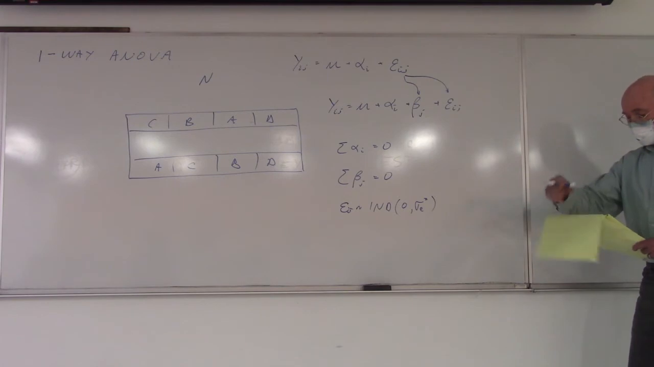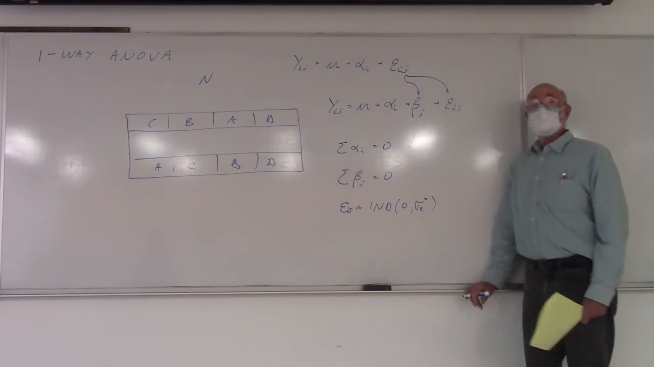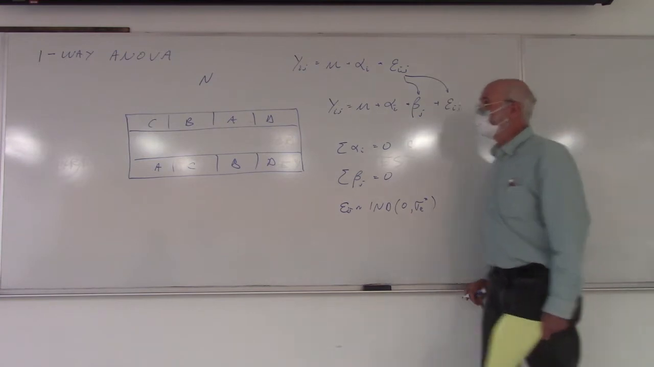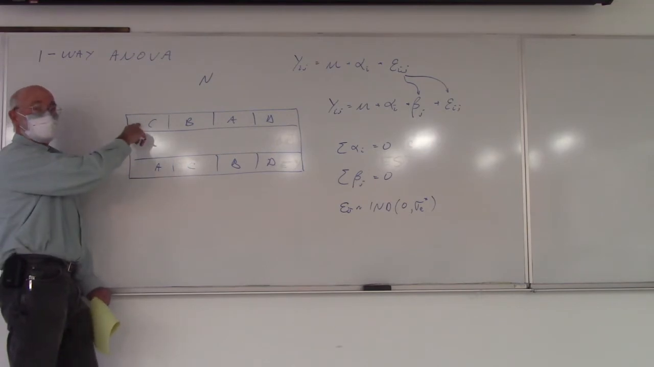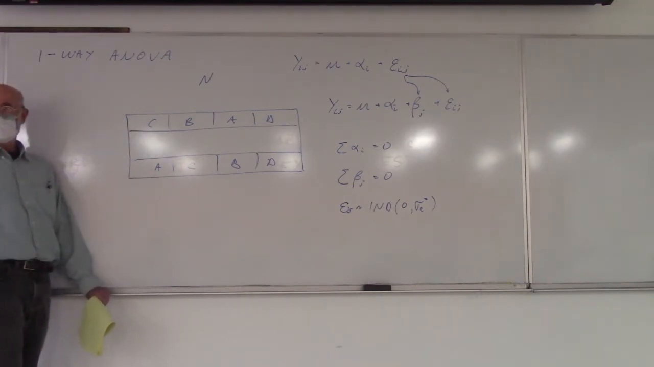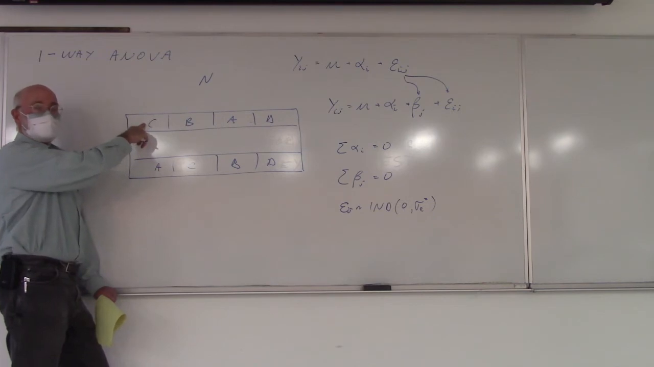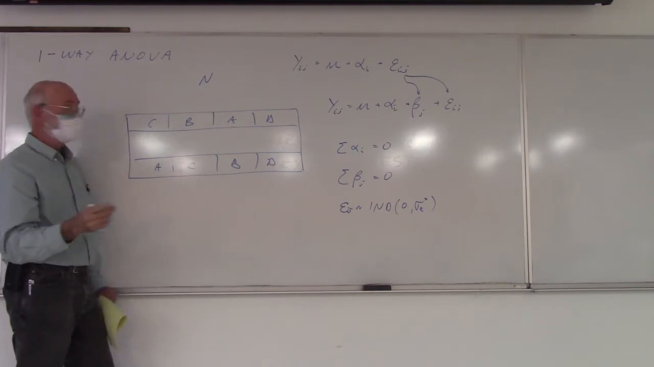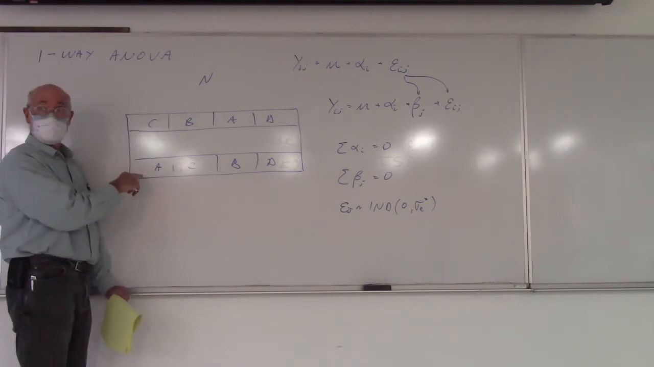All right. Now, an important point. I'm going to assume that there is no interaction between treatment and bench, between treatment and block. Okay? In other words, being on treatment C, on the north bench versus the south bench, is the same effect as treatment B, north versus south. In other words, the bench has the same effect on each treatment.